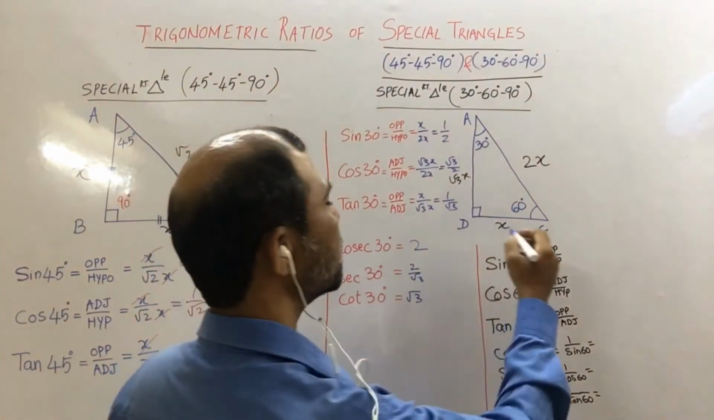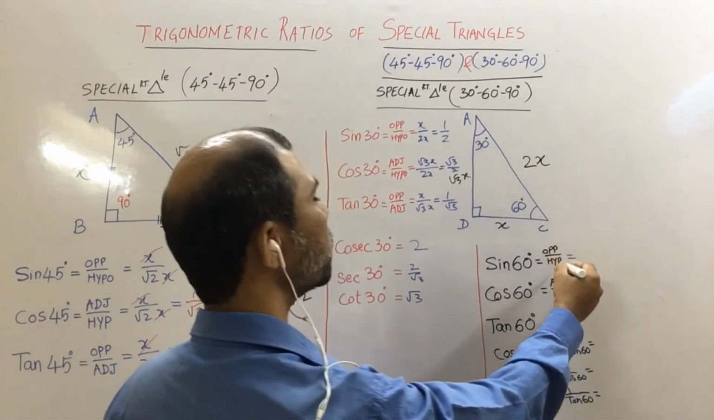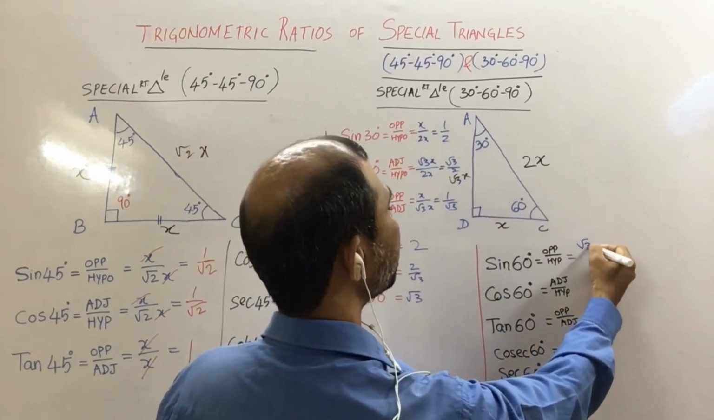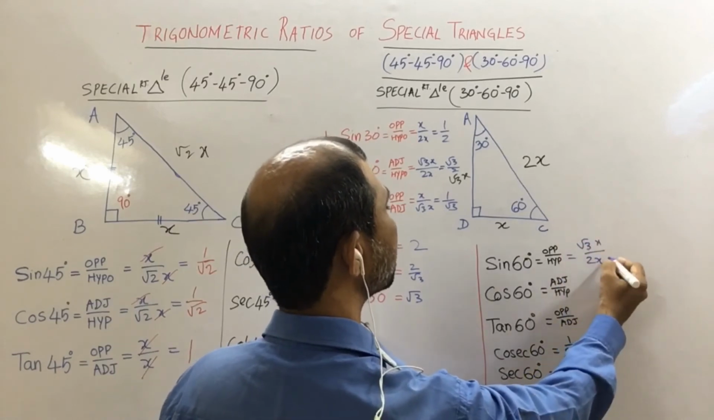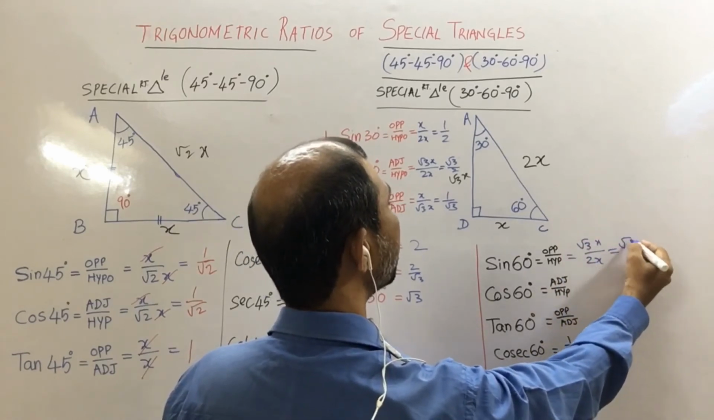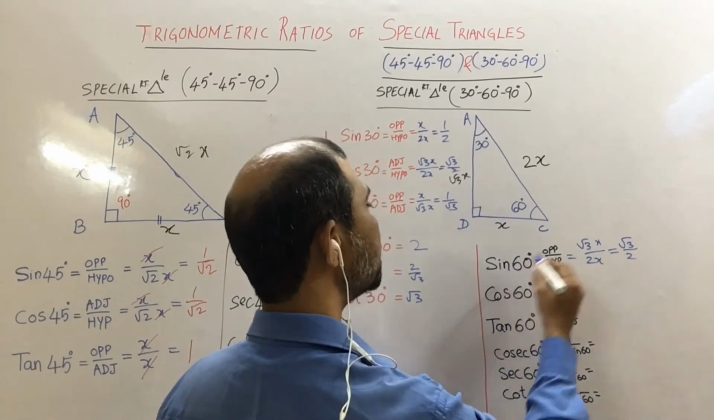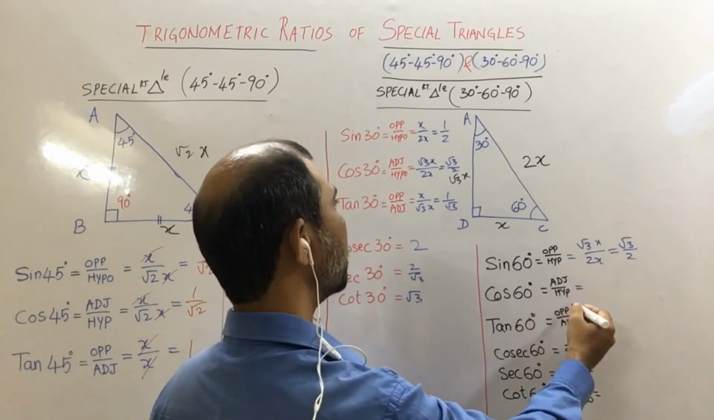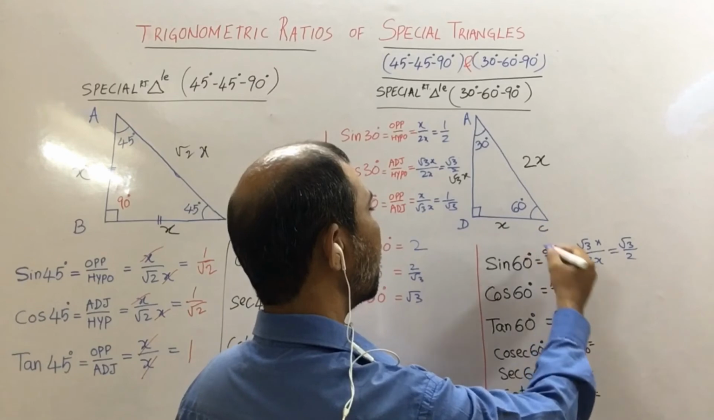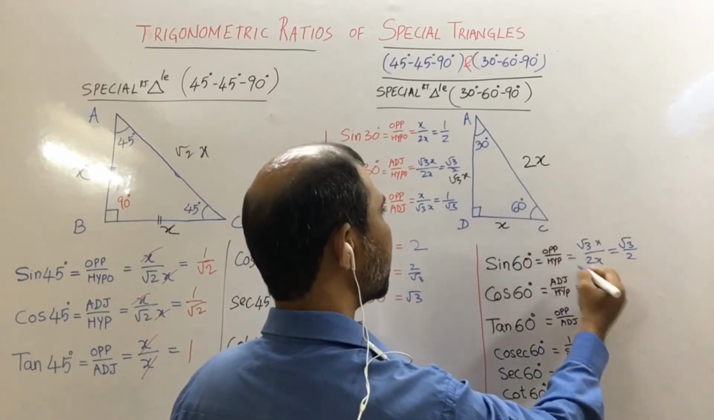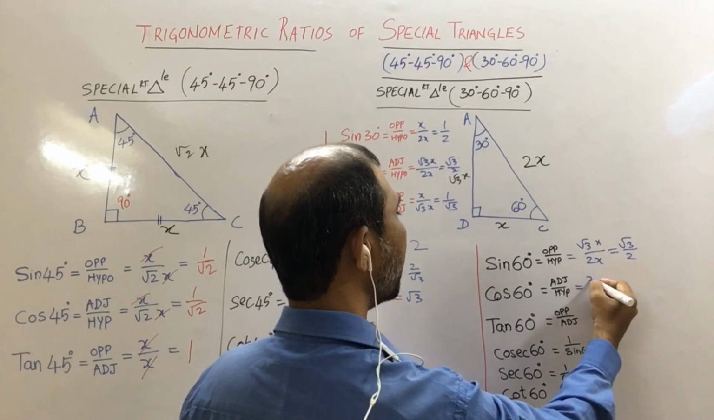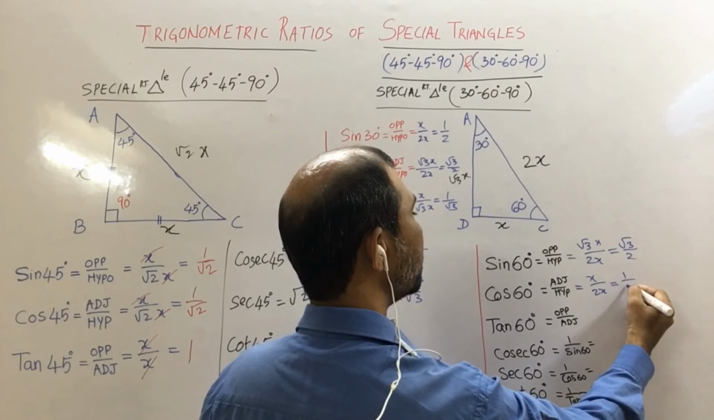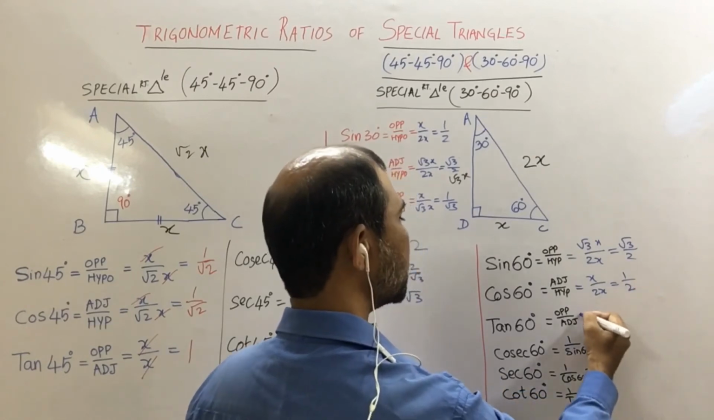Sine 60 degrees is equal to opposite over hypotenuse. Opposite to 60 is square root of 3x and hypotenuse is 2x. When you simplify, you will be getting square root of 3 over 2. Sine 60 is root 3 by 2. Same way, cos 60 is equal to adjacent over hypotenuse. Adjacent to 60 degrees is x over hypotenuse is 2x. We will be simplifying, it will be simplified to 1 over 2, that is half.